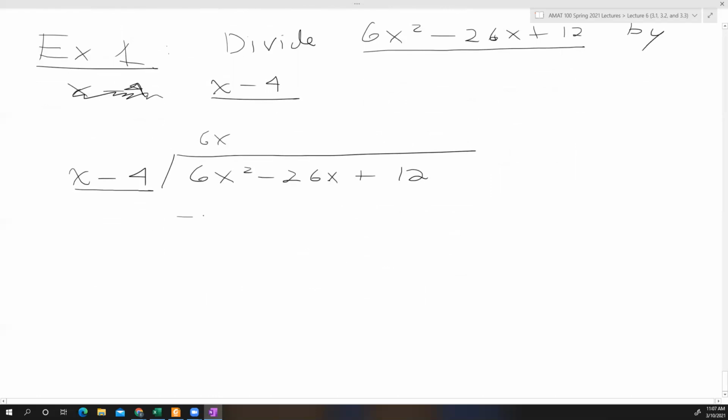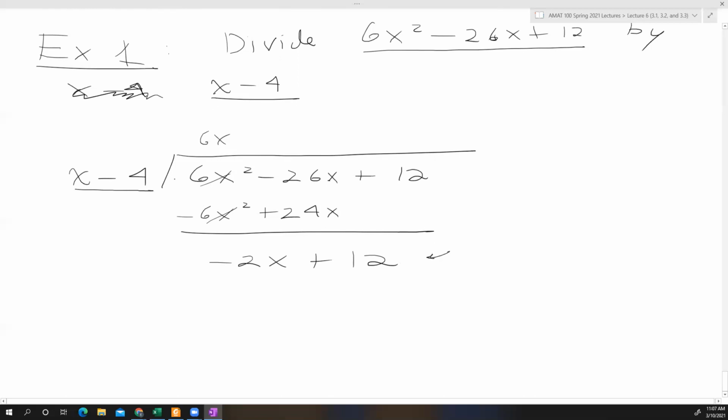So if I do that, I get negative 6x squared, and then I have negative 4 times 6x, and then I have to negate that, so that'll become positive 24x. And then I combine these two to get the new dividend. So this cancels with this, and then I add this to this, I get negative 2x plus 12. And then I have to do the same game. So this is my new dividend right here.